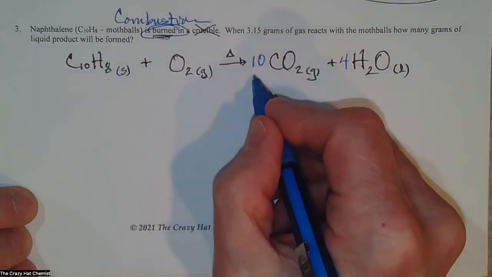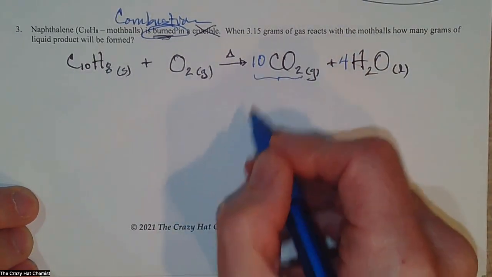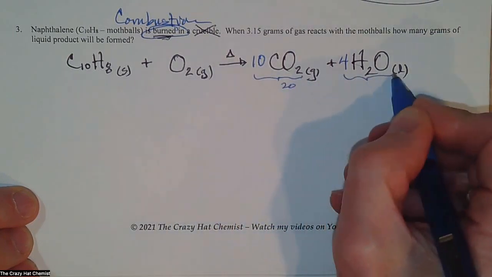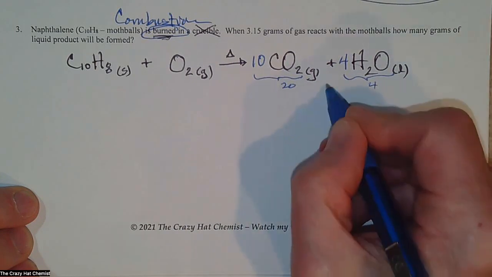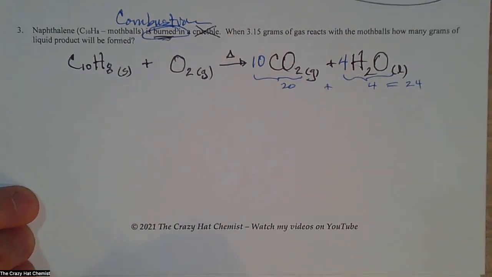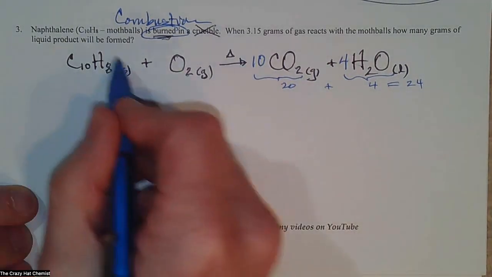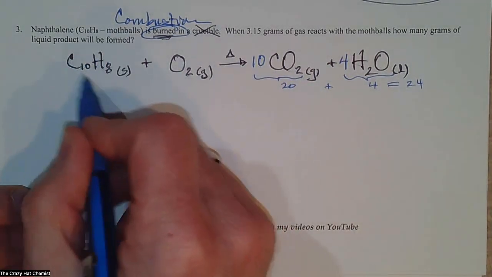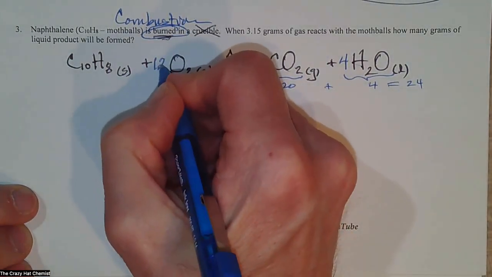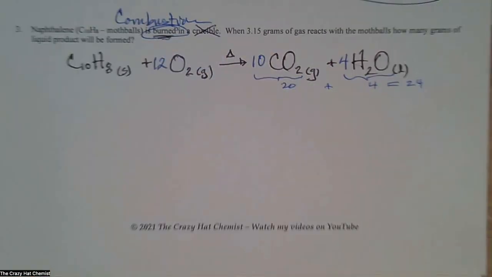And so now we're going to count up the number of oxygens here. That's 10 times 2, that's 20. And then 4 times 1, that's 4. I'm going to add that up. That will equal 24 oxygens. I don't have any oxygens in the naphthalene. And so I'm going to have 12 as my coefficient in front of the oxygen. And now it's balanced. I didn't have to use a fractional coefficient for once.